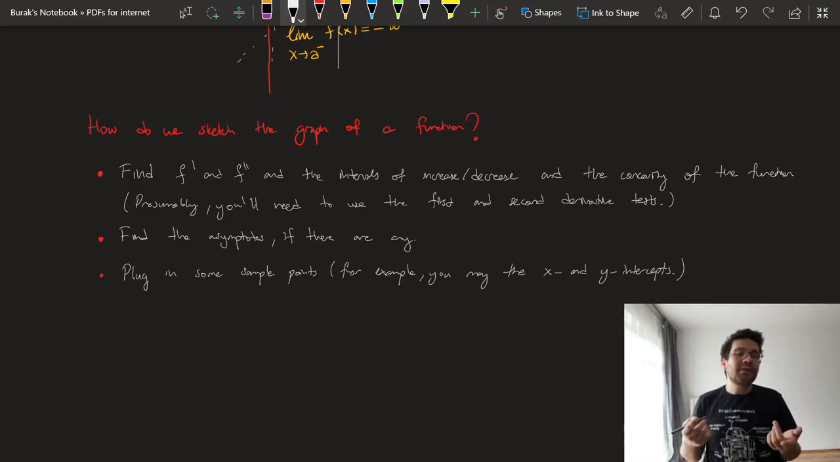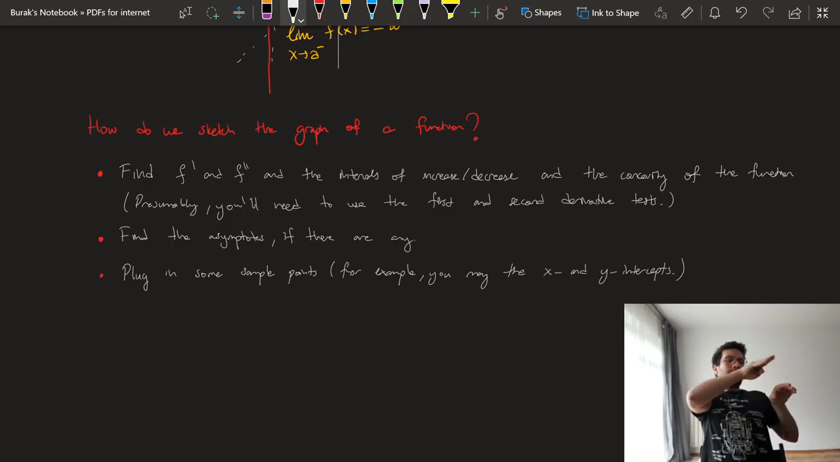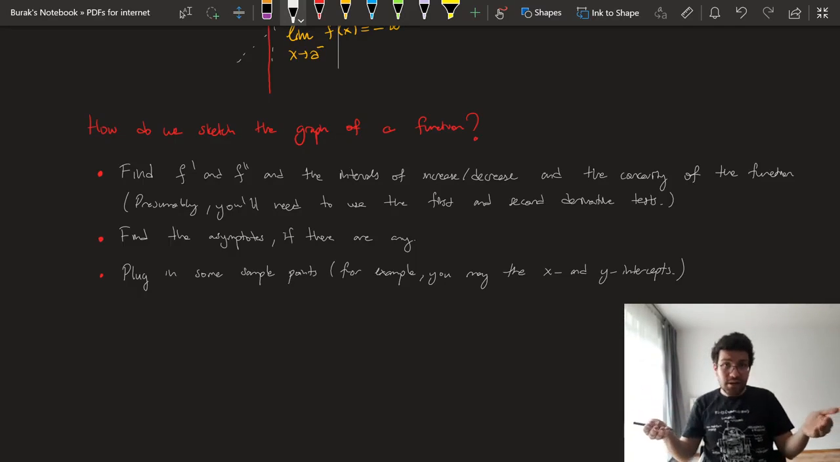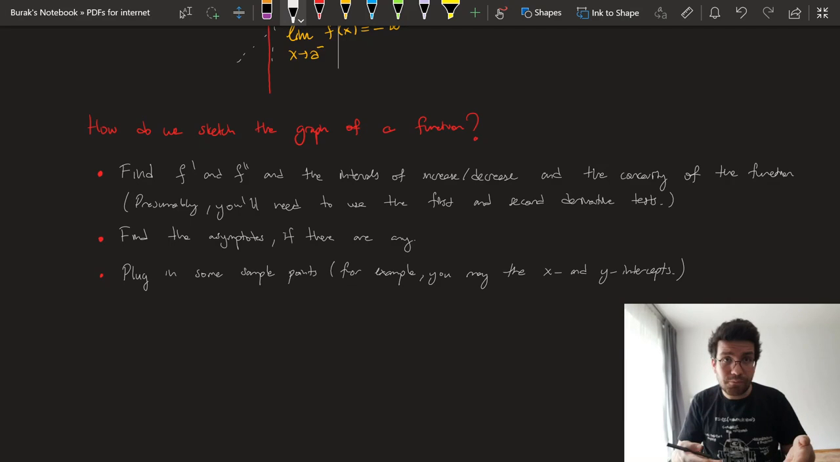I mean, you may, for example, find the x and y intercepts and so on. Just plug in some sample points so that you'll see that maybe there's a local maximum here, maybe there's another local maximum here. Well, there are like two bumps. Which one is higher? In order to figure that out, you should just plug these in, okay? So plug in some sample points. I don't care which ones you plug in. And you can try to find x and y intercepts, for example, if you want.